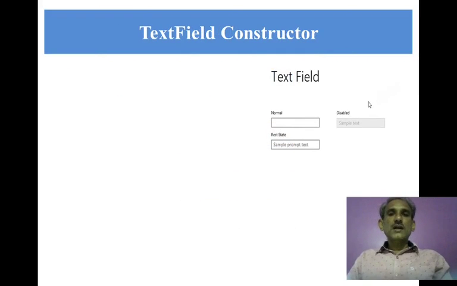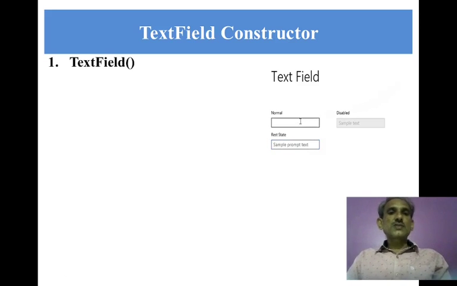So let's start with the TextField constructors. Look at the figure. In this figure, there are text fields. One is this, the second text field is disabled, and the third is the rest text field. So how is it created in Java? By using the TextField class.